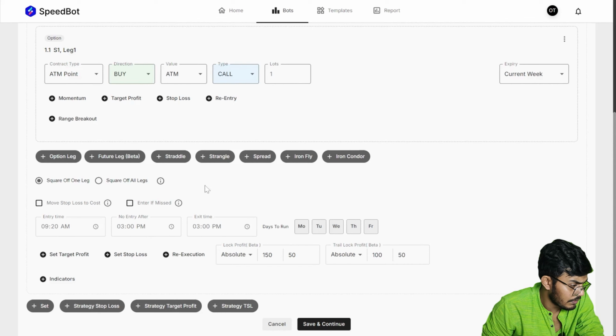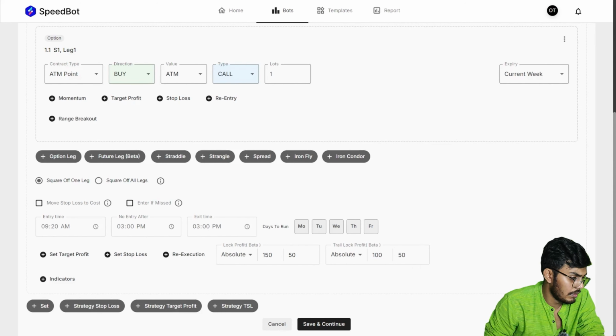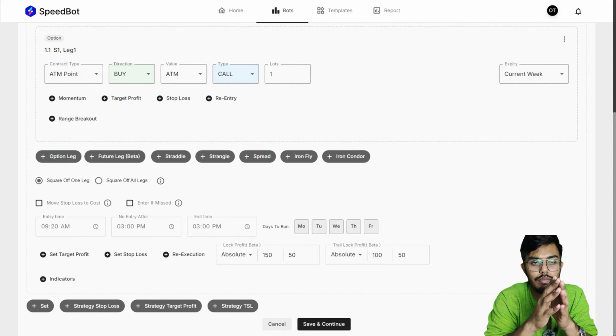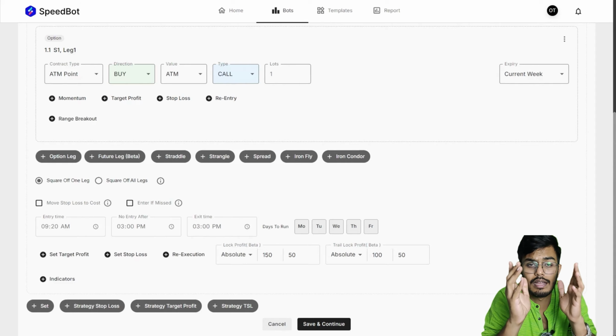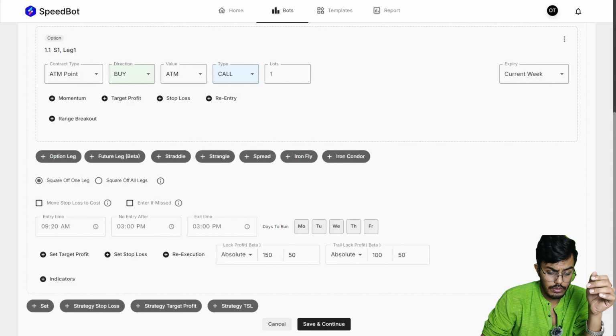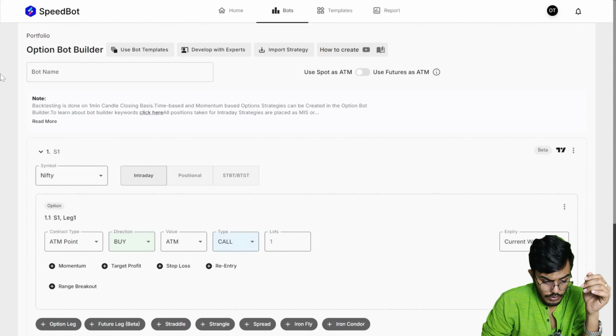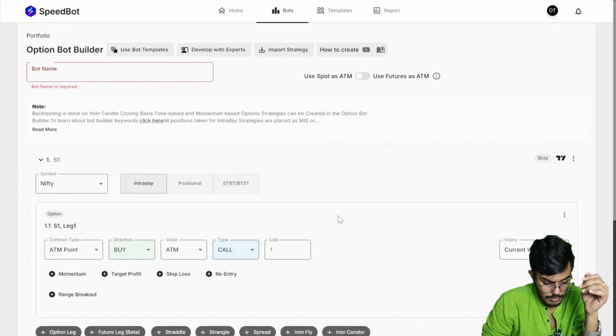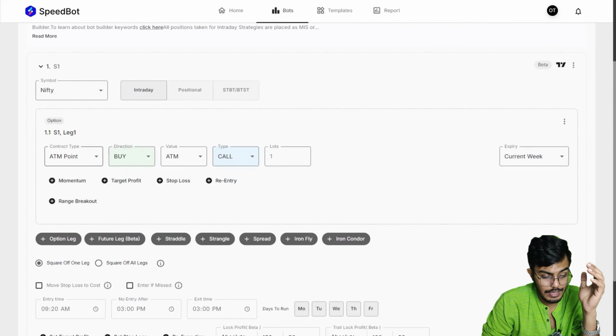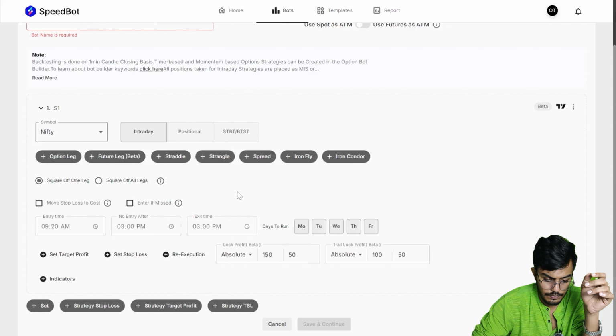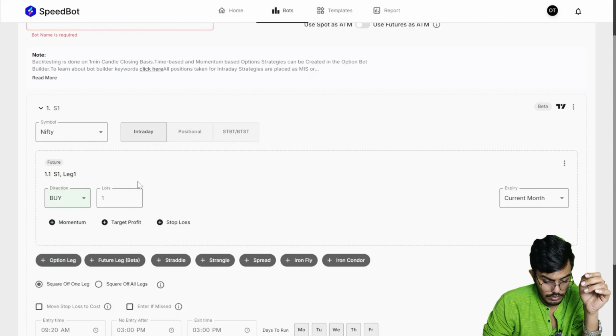Let's move on to the next question. How to create a futures bot? This is a question asked by Ashish. Ashish asks how he can create a futures bot. So what you can do, Ashish, is come over here in the option bot builder. Instead of selecting the option leg, you can just remove it. Then click on the futures leg.